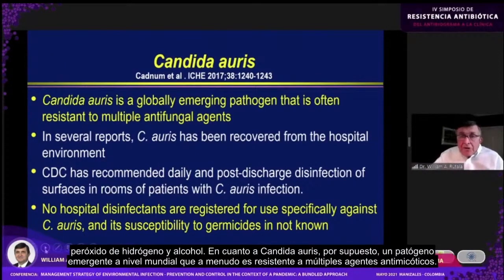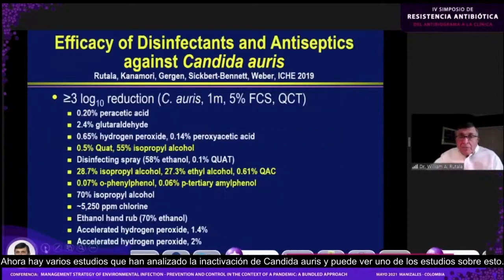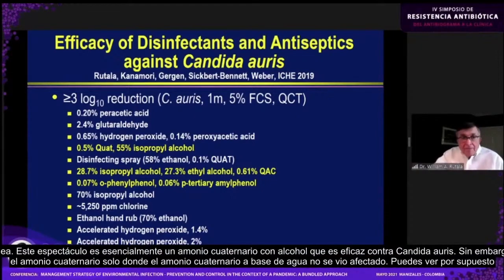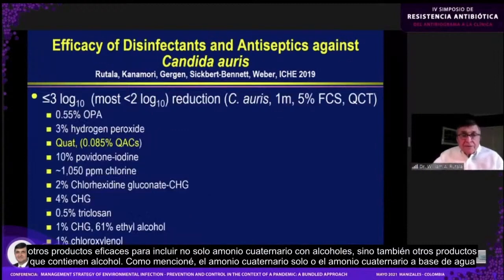As far as Candida auris, of course, a globally emerging pathogen that's often resistant to antifungal agents. There are a number of studies now that have looked at the inactivation of Candida auris, and you can see one of the studies on this slide. This shows essentially a quat with alcohol is effective against Candida auris. However, a quat only, or a water-based quat, was not effective. You can see, of course, other products effective, to include not only quat with alcohols, but other alcohol-containing products.